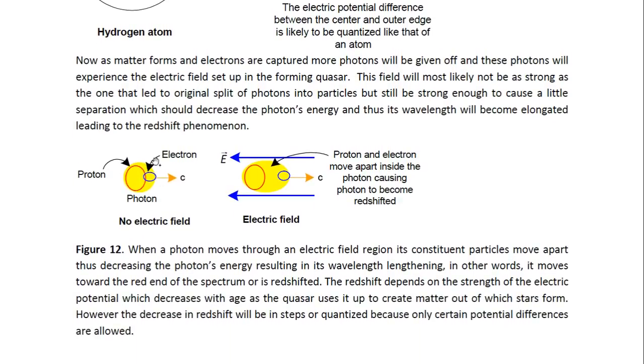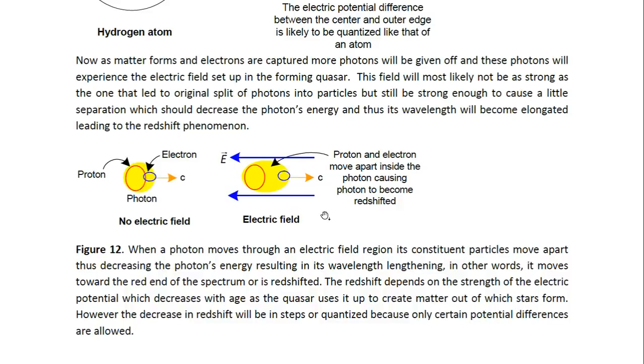So that means that if we have a photon which has constituent particles, proton and electron, and it's not moving through an electric field, nothing happens to it. The fact that it's made up of these constituent particles is hidden, and mass does not manifest. Neither does charge, neither does any other of the forces that may spring out of these two separating.